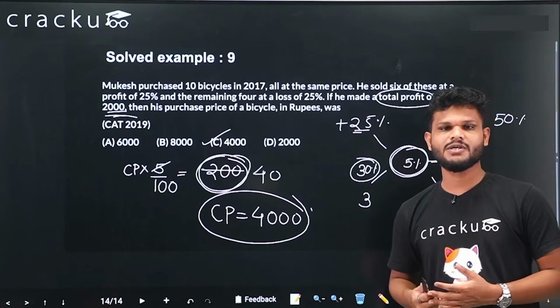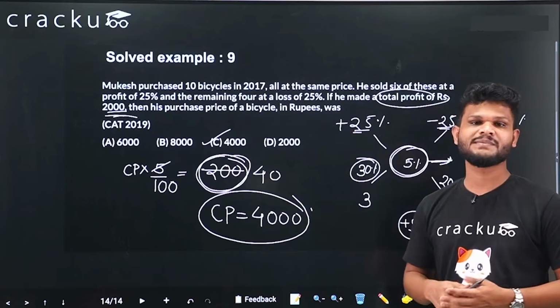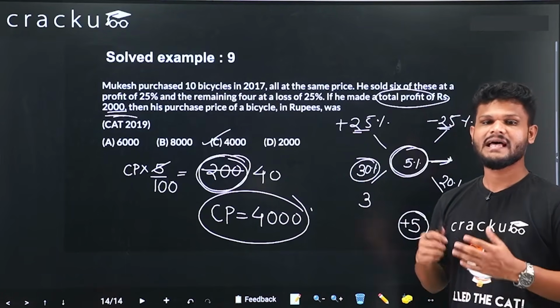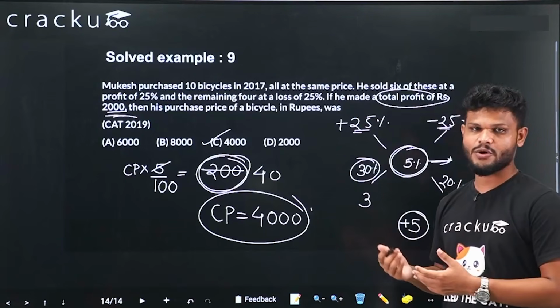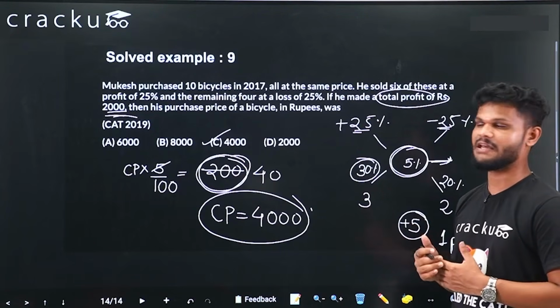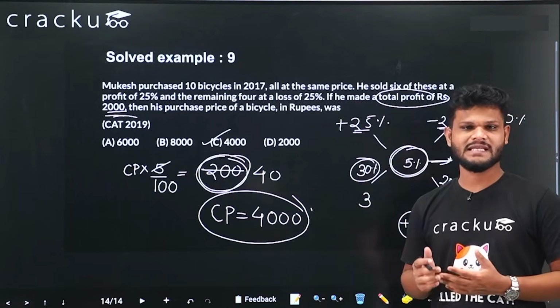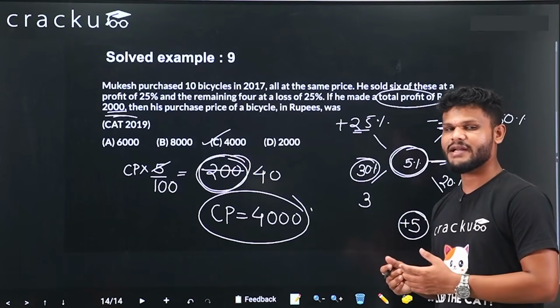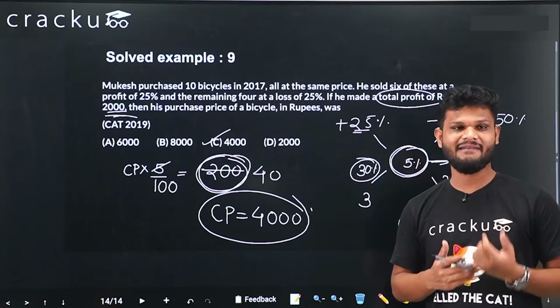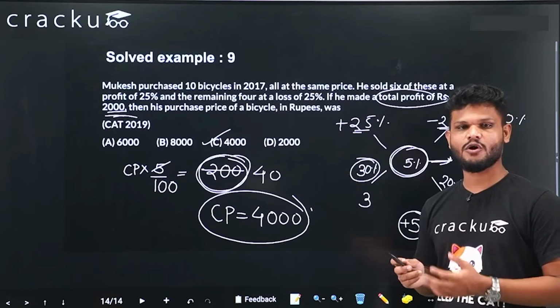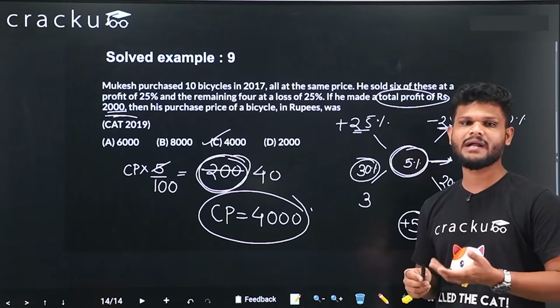So in profit and loss, here we used alligation concept, somewhere we use ratio concepts, and somewhere we use the concepts which are exclusive to profit and loss, such as dishonest shopkeeper concepts and multiplying factors. So this is how you can save your time in exam, by using ratios, by using options, by using alligations, by using average concepts, and you can save a lot of time and you can attempt more and more questions.